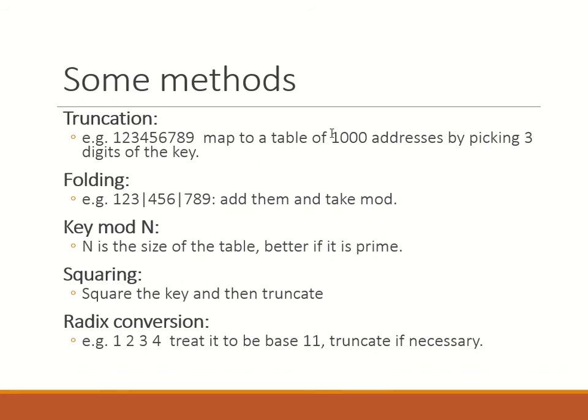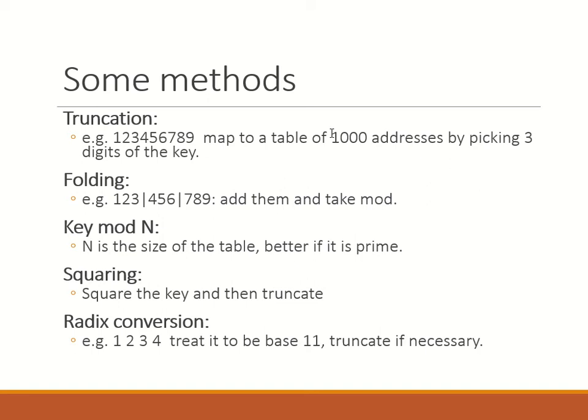You are having a table size of 1000, which means the indices will be from 0 to 999. Now what you're going to do, you're going to pick any three digits. It can be either 1 2 3 or 4 5 6 or 7 8 9, or you're going to take it as 2 4 6, any three digits, but the same rule should be applied to all the keys. If you're going for 1 2 3, then all the other keys should also take the first three digits. So the rule will be the same for all the keys. Now based on that, you produce the modulus, and then you take the corresponding index value.